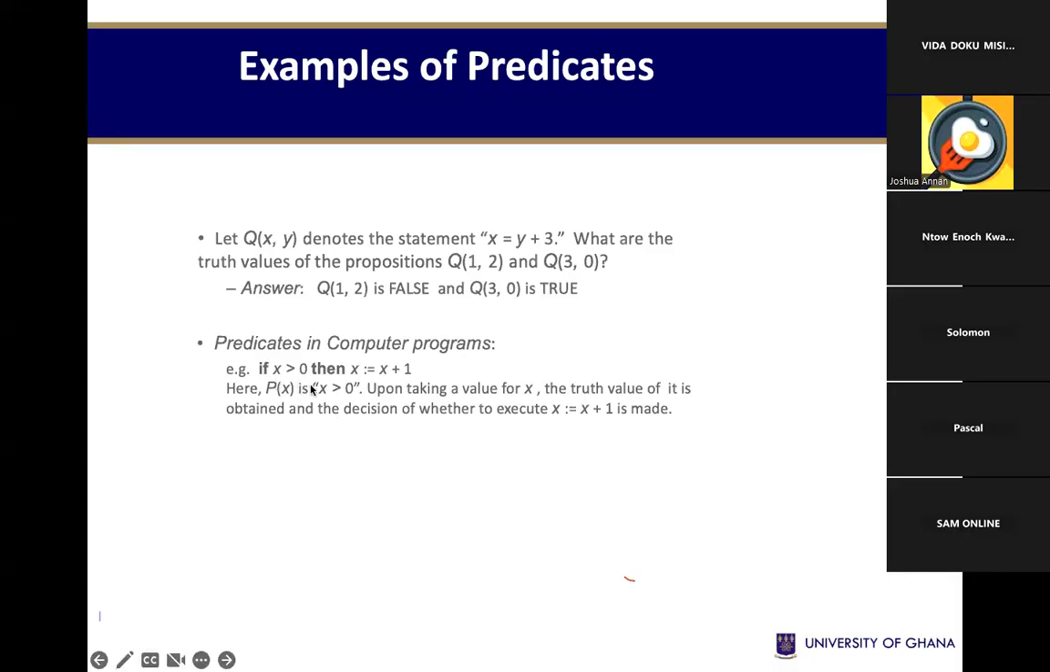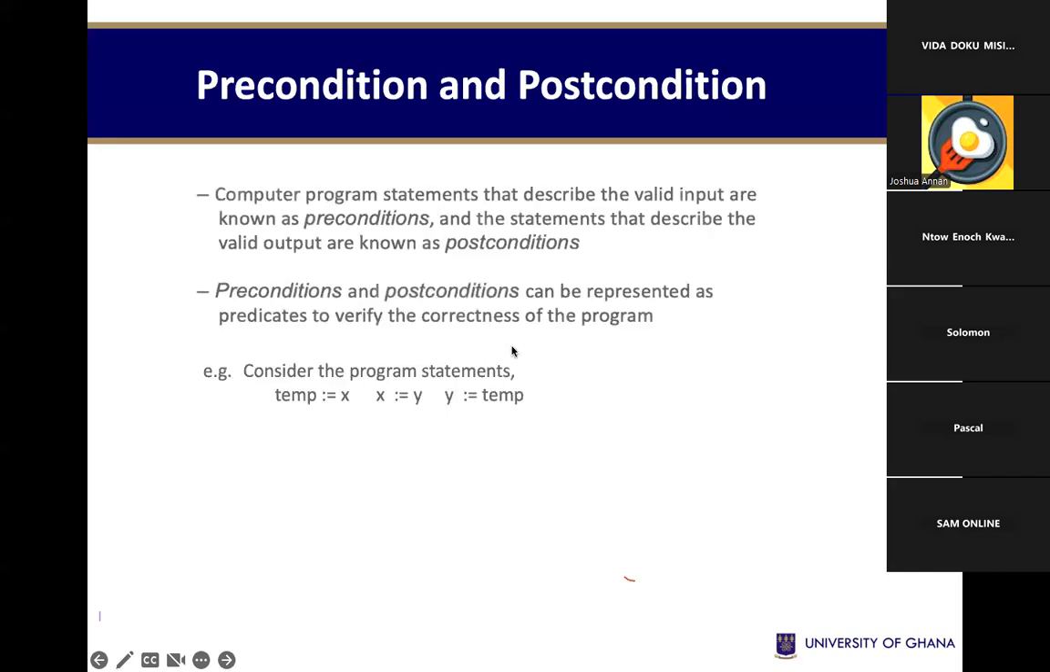Now here, p(x) is x greater than 0. Upon taking the value of x, the truth value of it is obtained, and a decision is made whether or not to execute the second part, which is x plus 1 assigned to x. Computer program statements that describe the valid input are what we refer to as the preconditions. Likewise, those that describe the valid output are what we refer to as the postconditions. Basically, preconditions and postconditions can be represented as predicates to verify the correctness of a given program.